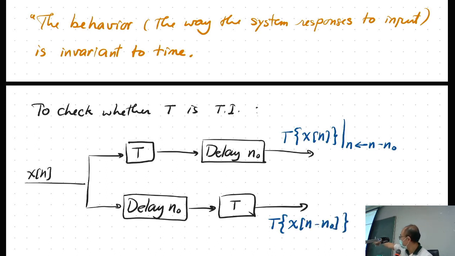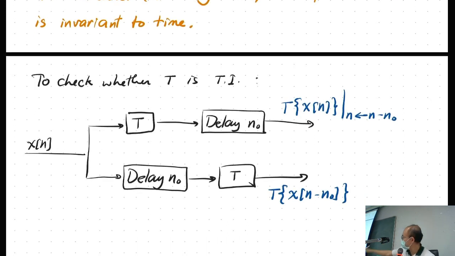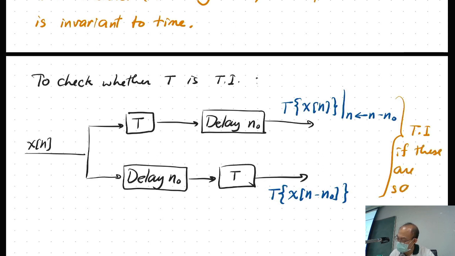Then you compare these two signals. If these two signals are the same, then the system T is time invariant. But if these two signals are not the same, then the system T would not be time invariant.